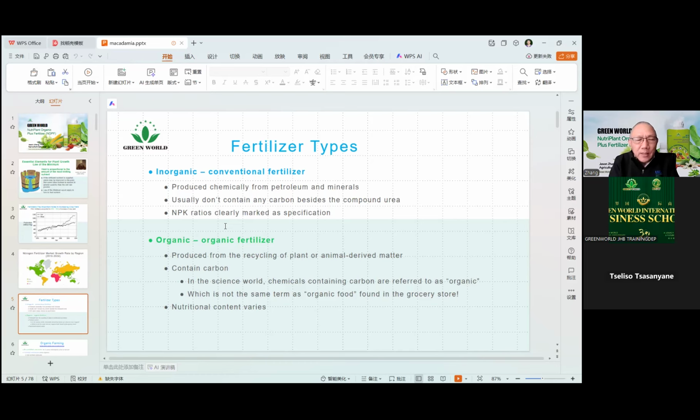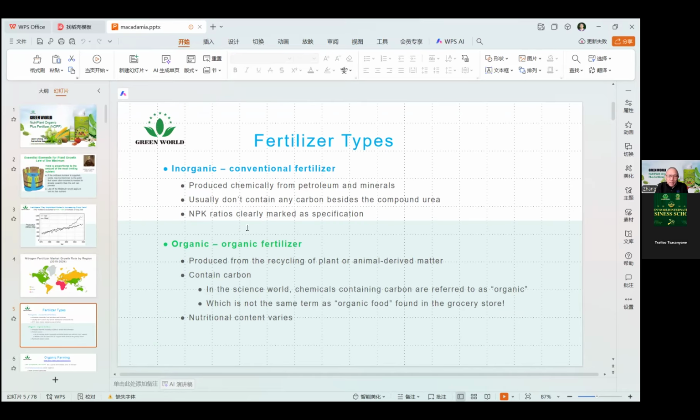Sometimes you need nitrogen only. Sometimes you need a high P and K. So it all depends on your situation. You need to understand your crop, your soil, and your timing, then you buy what you need.